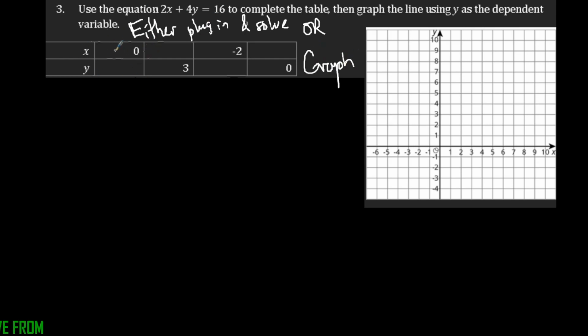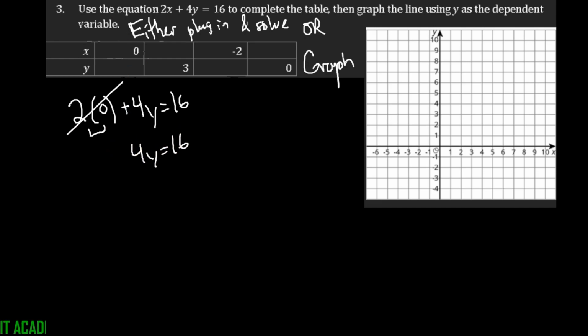So let me show you what happens when you plug in and solve. For example, if I said x equals 0, I would say 2 times 0 plus 4y equals 16. And this becomes 0, so this goes away. 4y equals 16. Divide both sides by 4 to get y by itself. We would say y equals 4. So that's one way of doing it. The other way is graphing it out, which I will show you here.